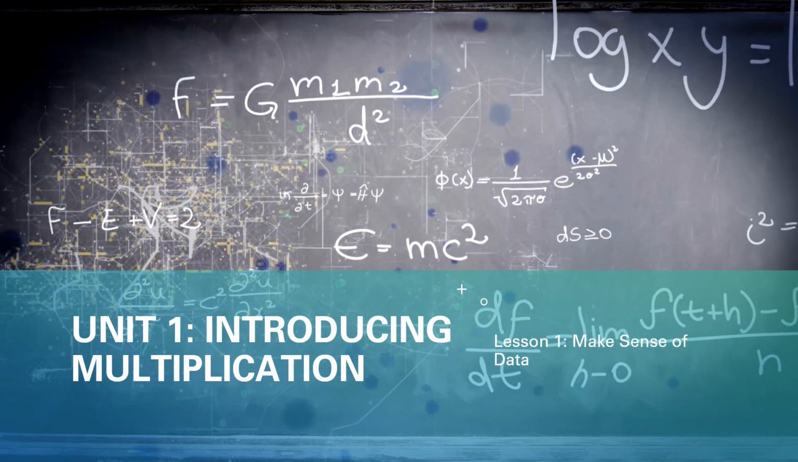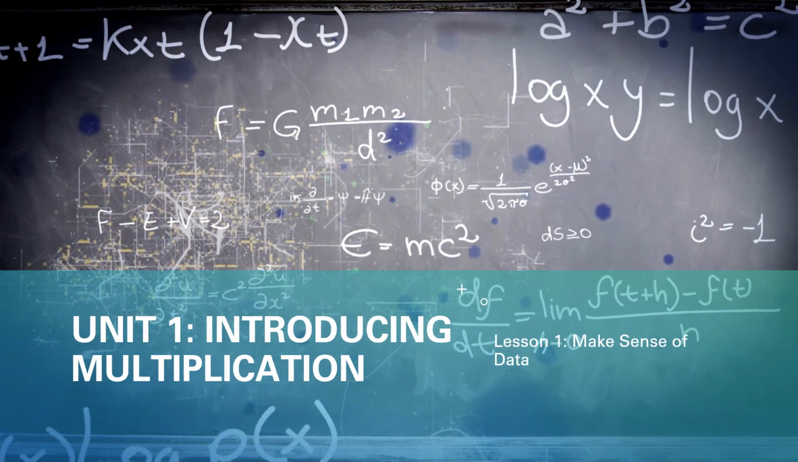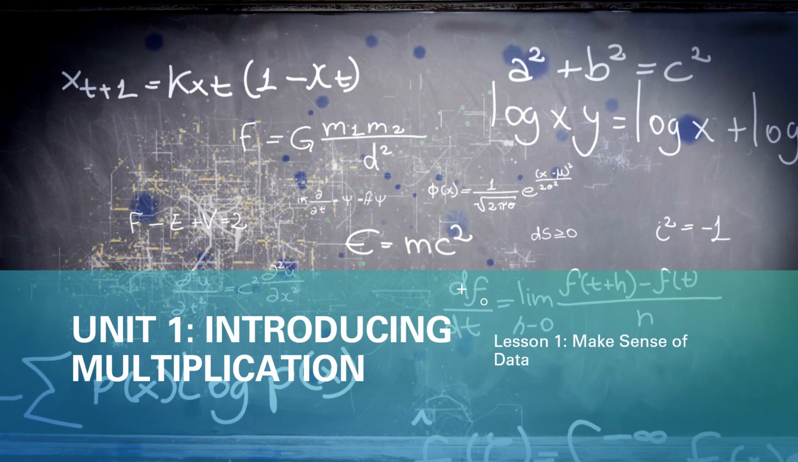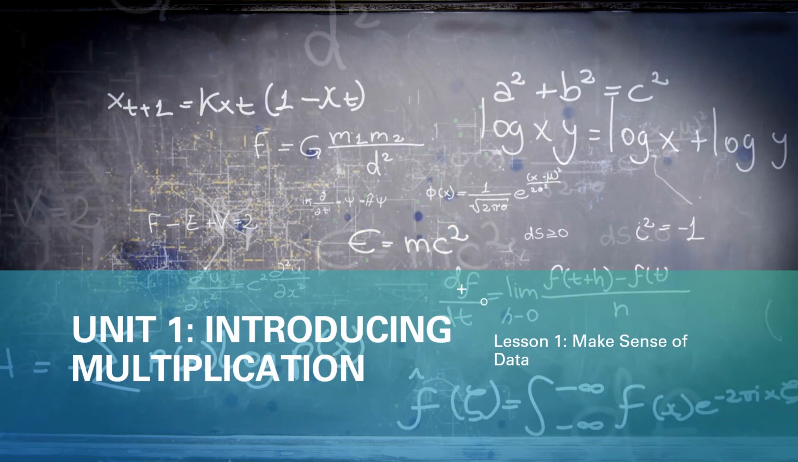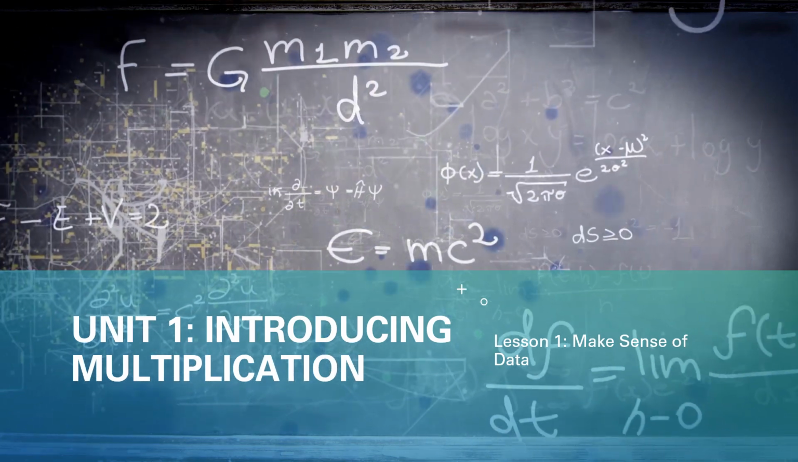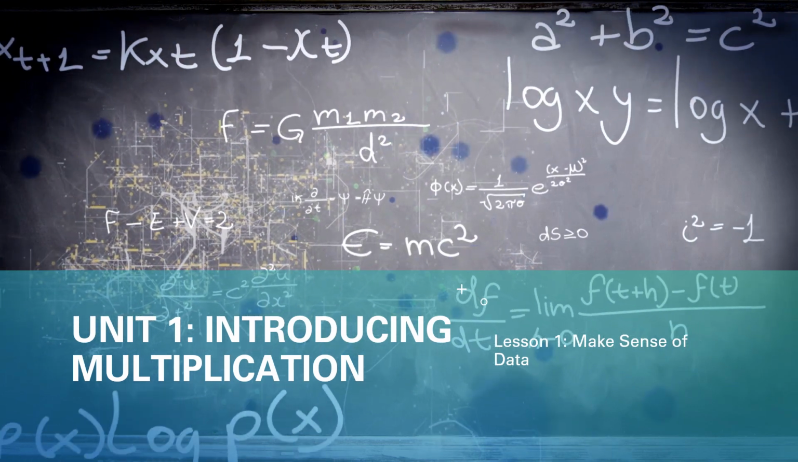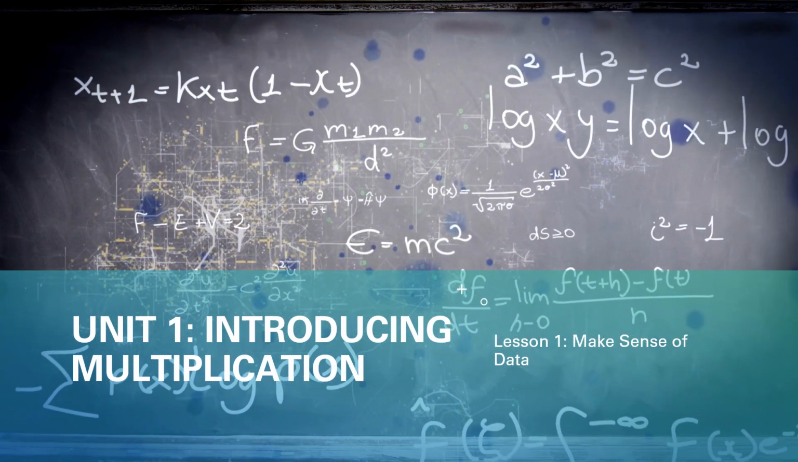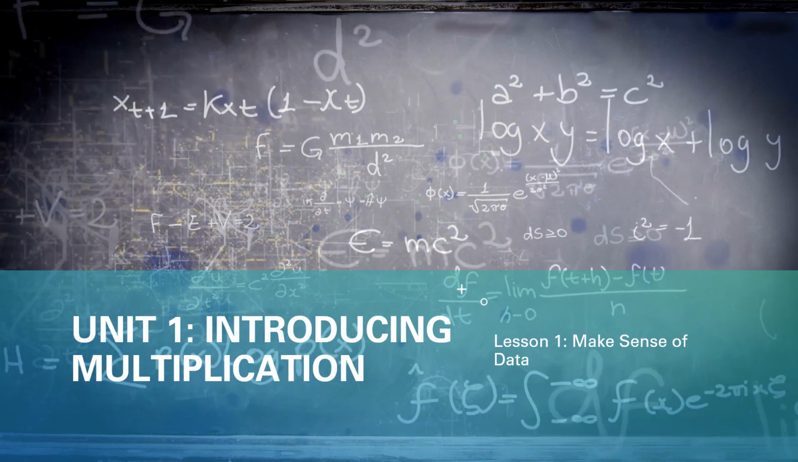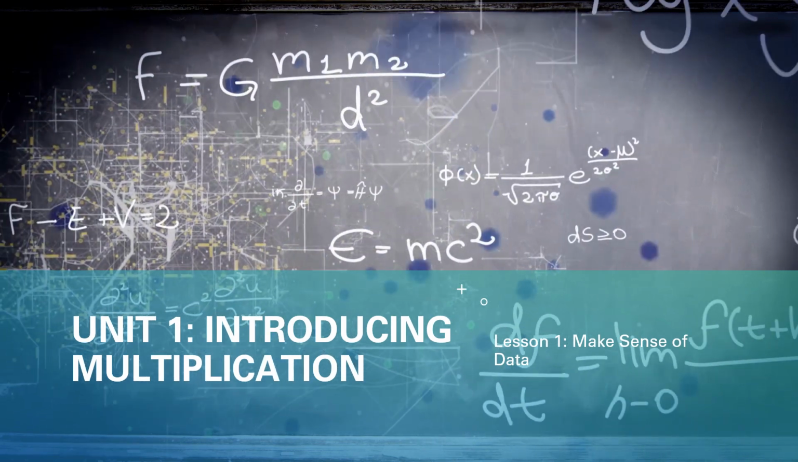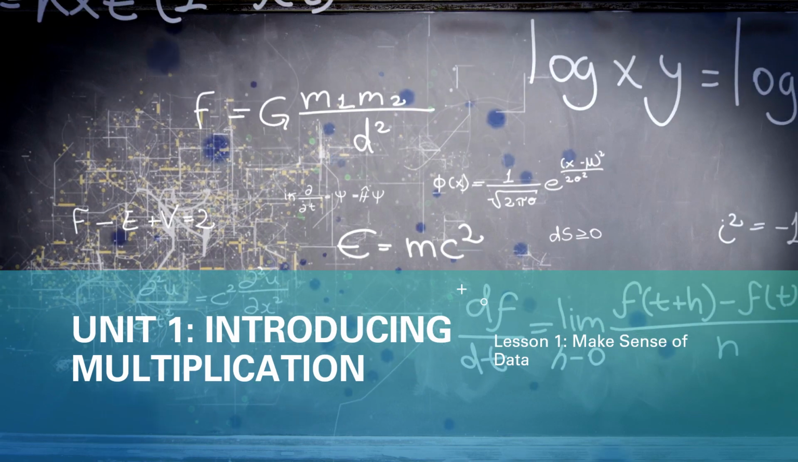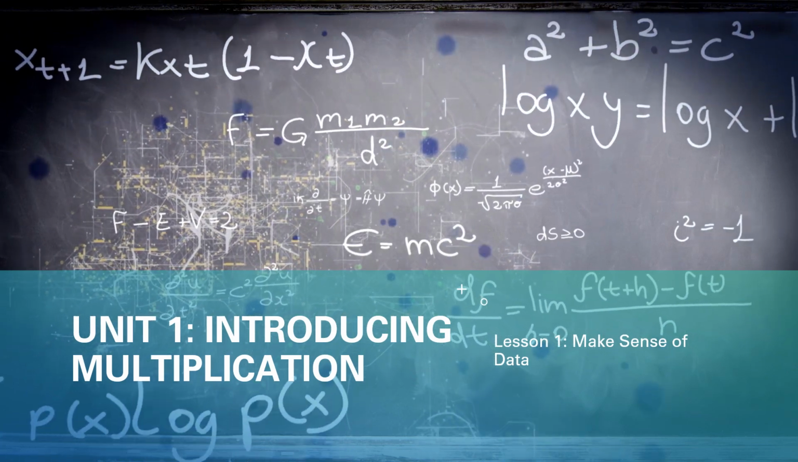Unit 1 introduces multiplication, and it's divided into 3 sections. Section A, Lessons 1 to 8, Interpret and represent data on scaled graphs. Section B, Lessons 9 to 15, From graphs to multiplication, and Section C, Lessons 16 to 21, Represent multiplication with arrays and the commutative property.